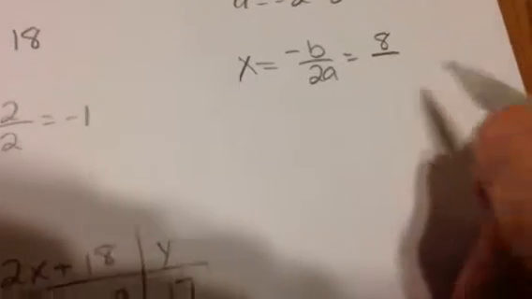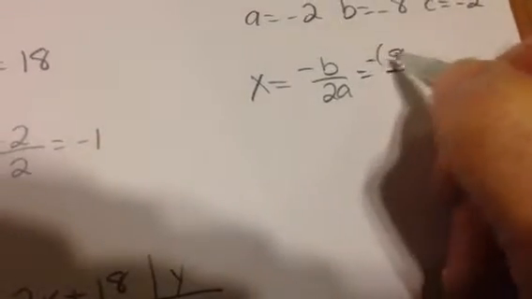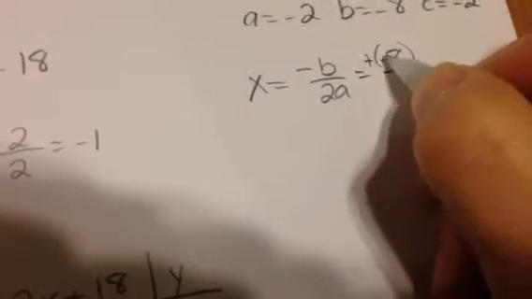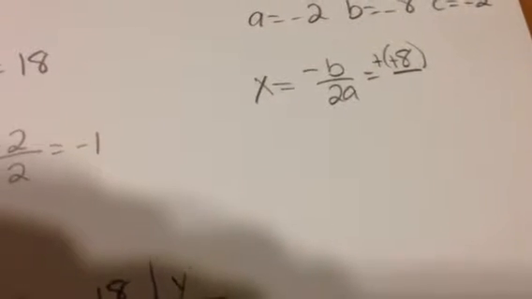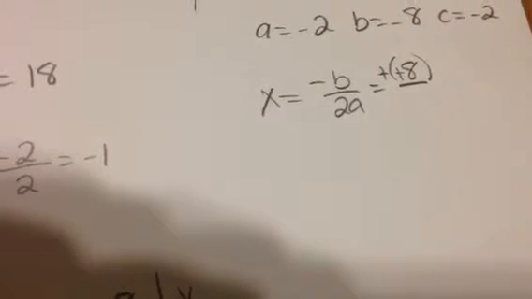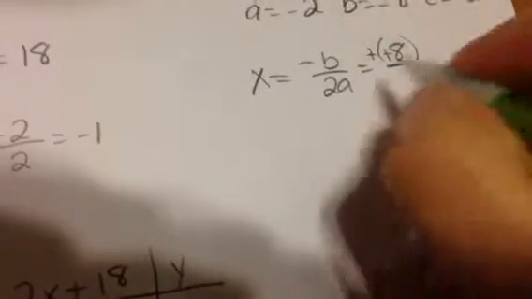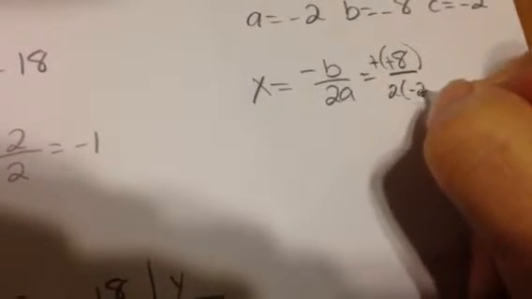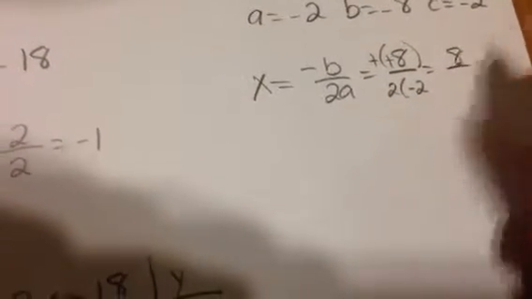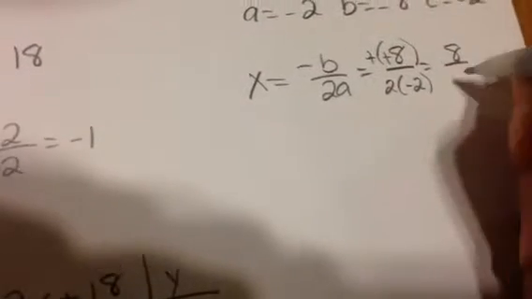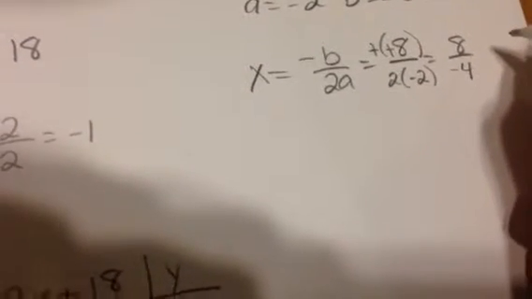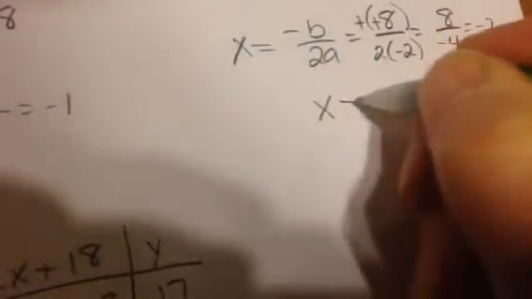Maybe he would even, I can look in the notes, write it minus -8 and then change 2 negatives to a positive. It looks like that's how he did it. And then in the bottom, you have 2 times a, 2 times -2. So on the top, we have a +8, and 2 times -2 is -4. So 8 divided by -4 is -2. So your axis of symmetry is x equals -2.